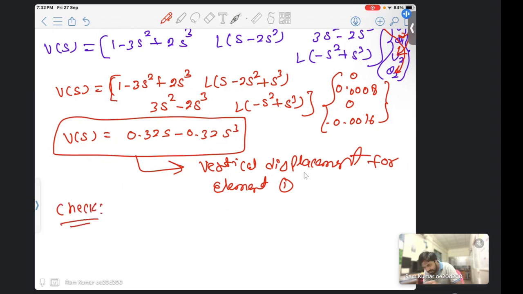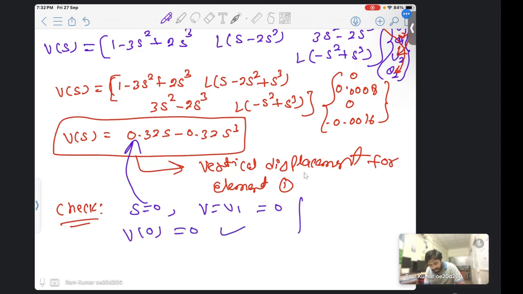Just for a check, if I put s equal to 0, v equal to v1, then according to our boundary condition it should be 0. So if I put s equal to 0 here, v(0) equals 0. Checking. Similarly, at x equal to 1, v will be v2 and equal to 0. If I put s equal to 1, we will get again 0. So this is the cross check. I think you are getting confused.